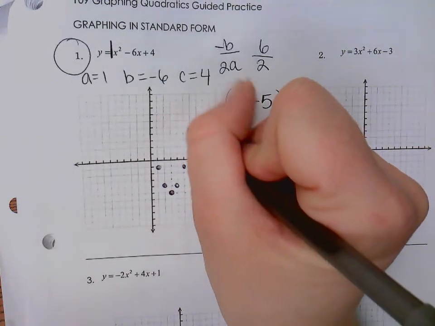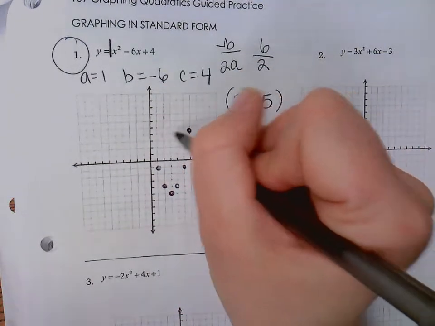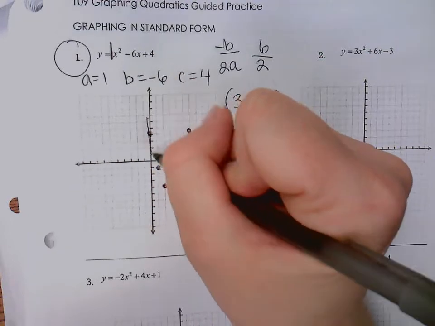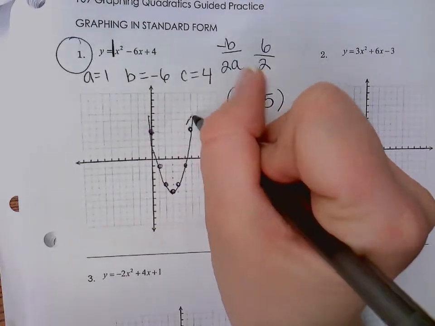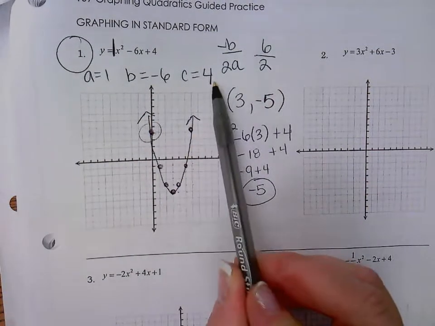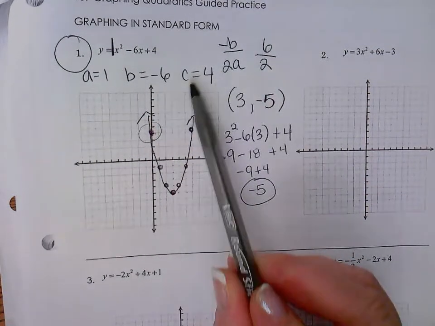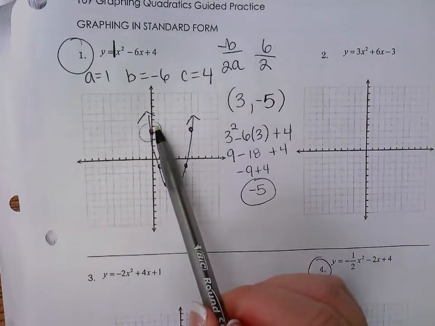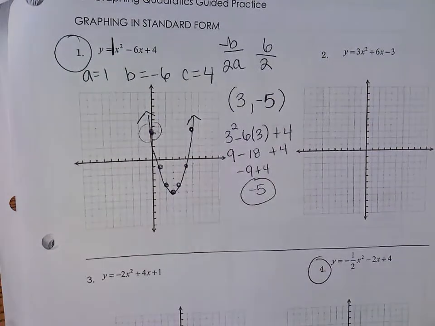Oh, I forgot that we could find the y-intercept. But when you graph it, you're going to confirm where that y-intercept is. The y-intercept, if you notice, is at 4, and the c value was also 4. So it's just confirming that, yep, we got it right because we got the correct y-intercept from the equation.